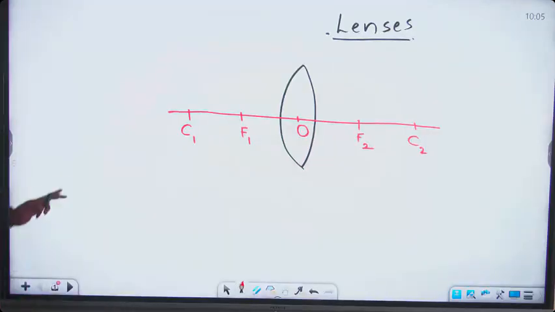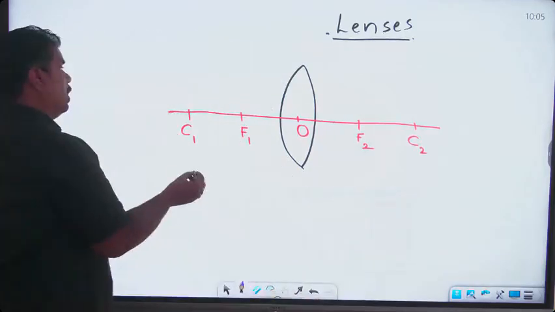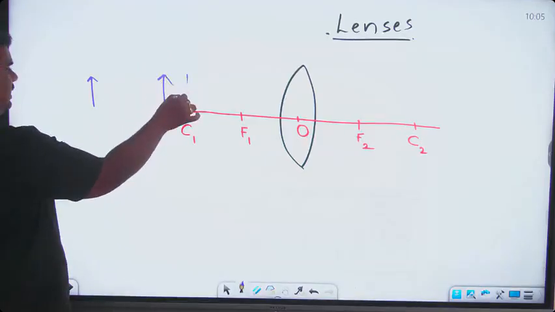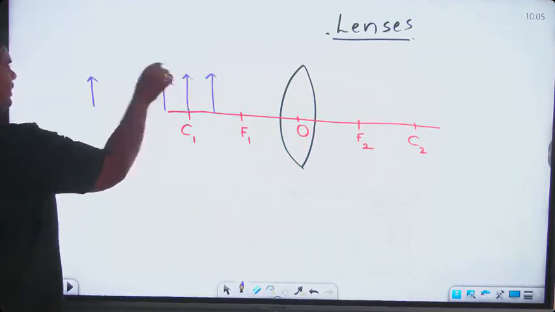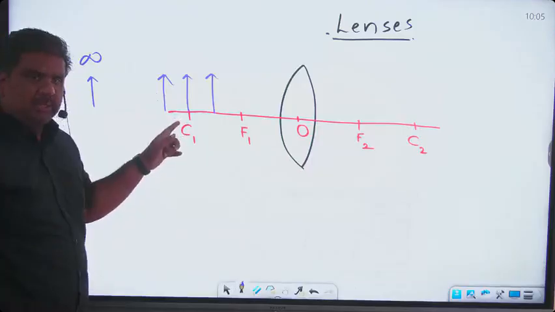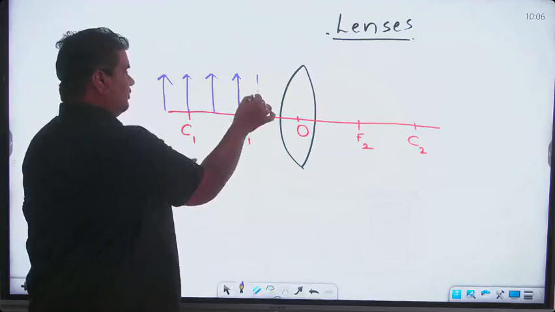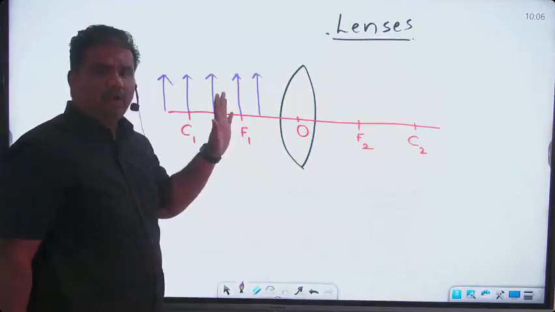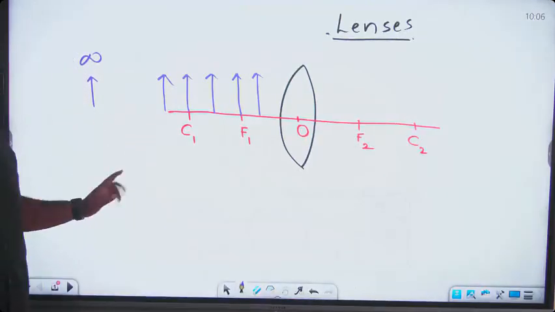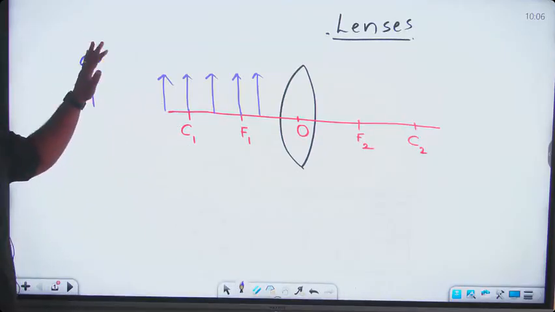Then the moment we talk about lenses, even in case of lenses, object is always placed only to the left of that particular lens. అంటే maybe at infinity కావచ్చు, beyond the center of curvature, at C1, between C1 and F1, or else exactly at F1, or else between F1 and optic center. So convex lens లో కావచ్చు, concave lens లో కావచ్చు, even in this particular case objects are always placed to the left hand side and above the principal axis.